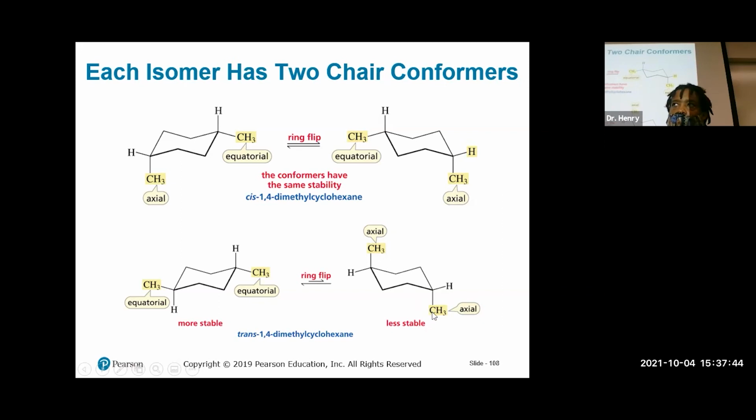Well, we know that axial is going to be less stable than equator. Equator is more stable. So this guy is going to be the more stable form. So this is going to be the preferred trans. These guys, they're just flipped. They have the same stability either way.